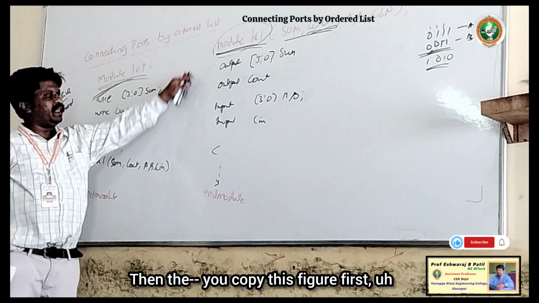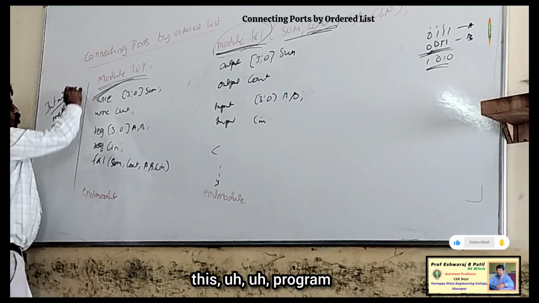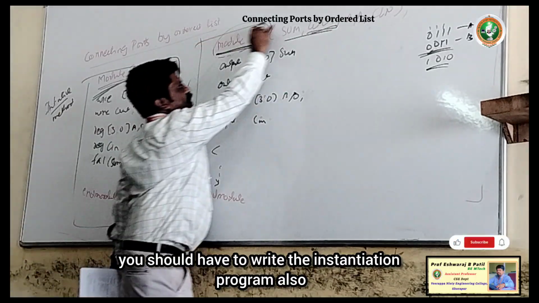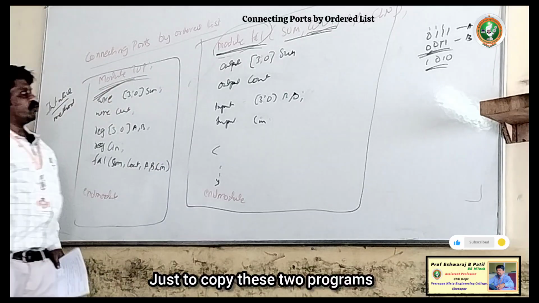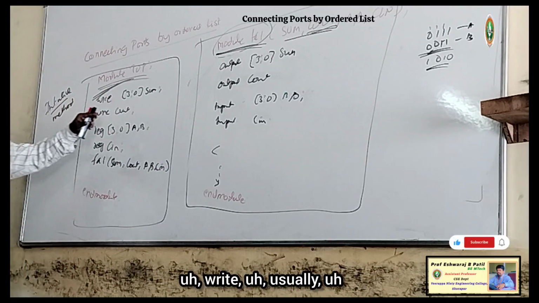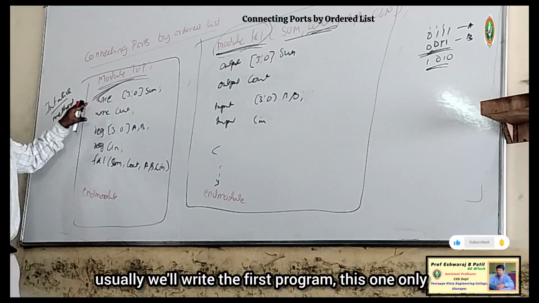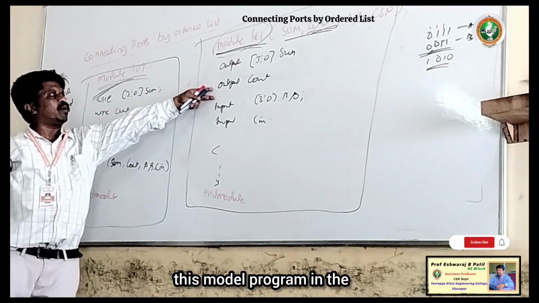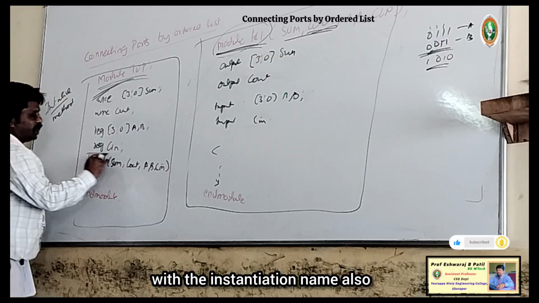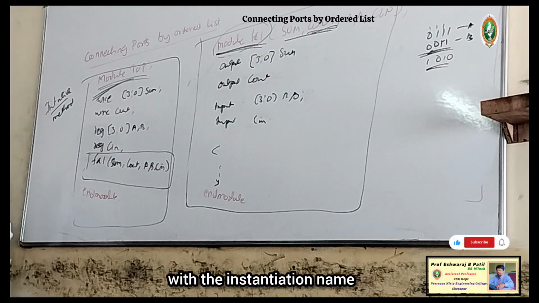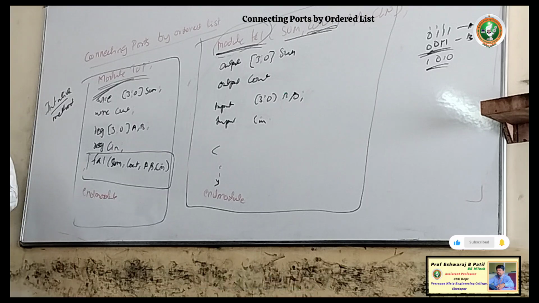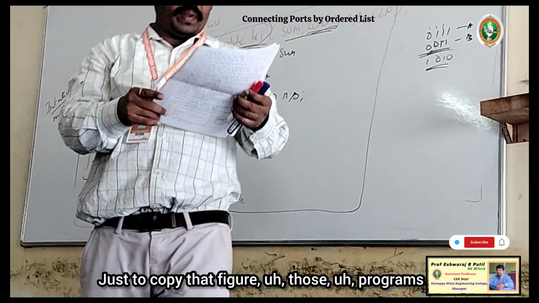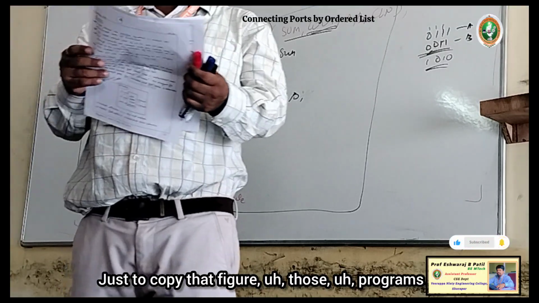Then you copy this figure, this program first. Below this one you should write the instantiation program also. Just copy these two programs. First, usually we write this program, this block we call the module program, with the instantiation name also. We are using the inheritance property here. Just copy those programs.